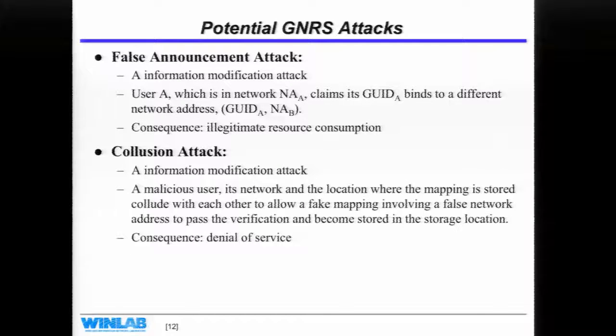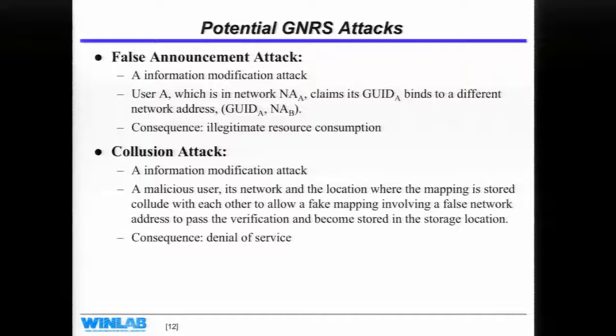The third attack is the false announcement attack. Here, the adversary tries to bind its own GeoID to a different network address. Therefore, it can direct garbage traffic to the victim network, causing network resource consumption.